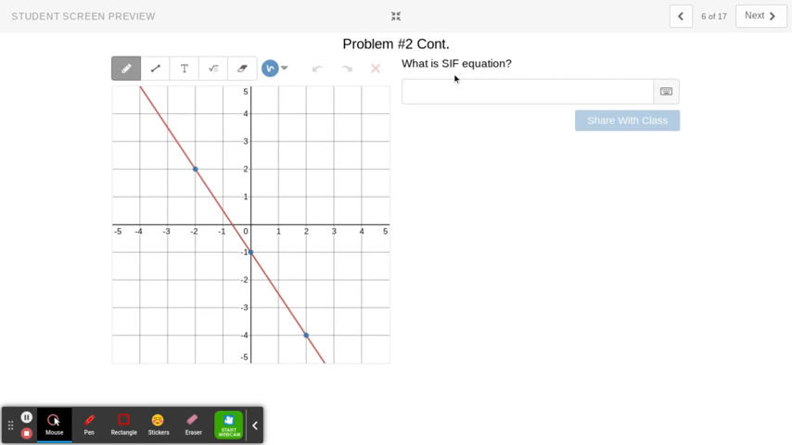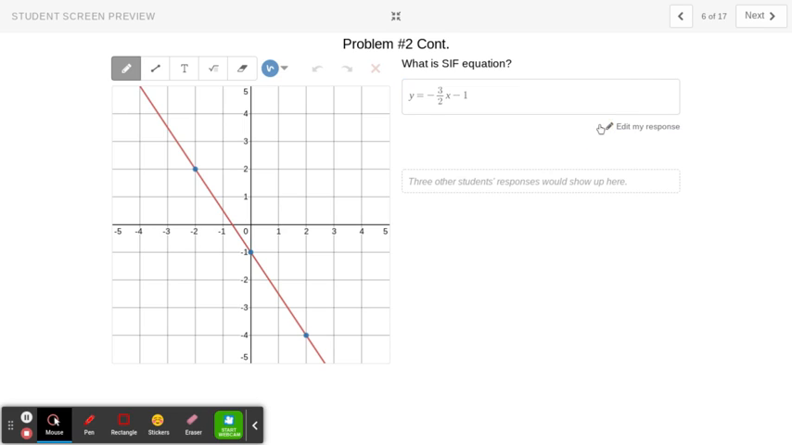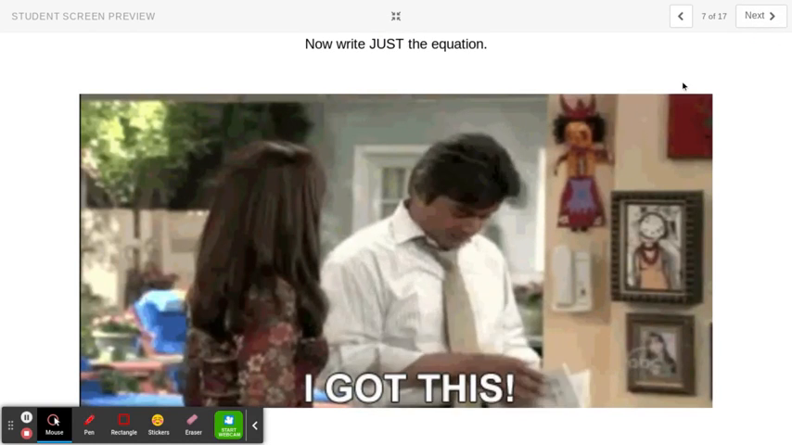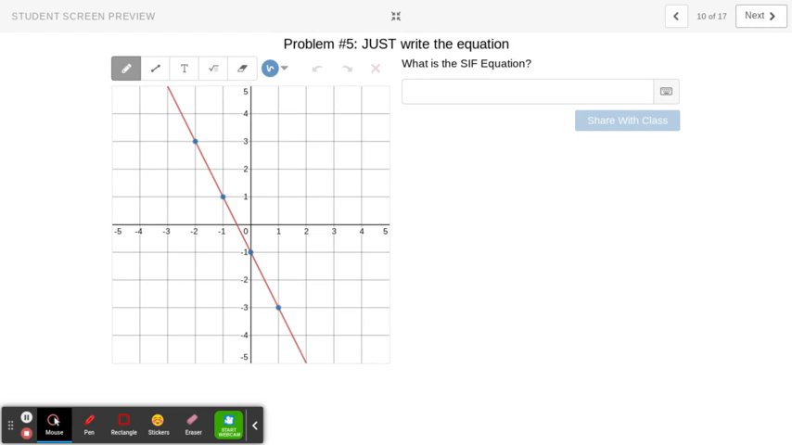Go to next. Now we're going to write the equation. And we said that our slope was -3/2, and that gets our x because that's what we keep doing. That's what we keep moving. And then our y-intercept was a -1, so we show -1. Okay. You are going to do slide 7. I'm sorry. Now you're going to just write the equation. So you're going to do slide 8, 9, and 10 all by yourself.